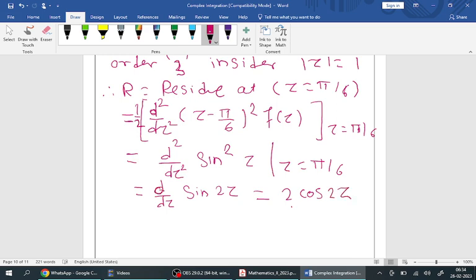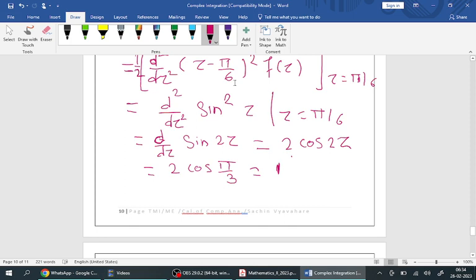So the first derivative we already saw, it is 2 times sine z cos z, that is sine 2z. And now you replace the value, it is 2 times cos pi by 3. What is cos pi by 3? Cos pi by 3 is 1 by 2, so it is 1. So the residue is coming 1. Hence, by Cauchy residue theorem, the value of the integral is 2 pi i into the sum of residues. So 2 pi i into 1. So 2 pi i is the answer of question number 9.